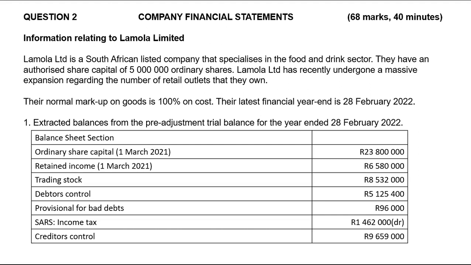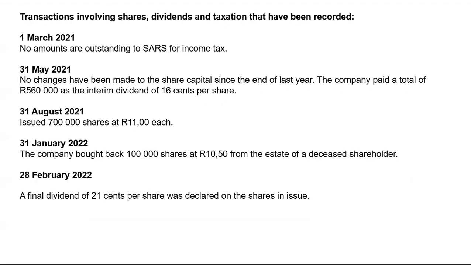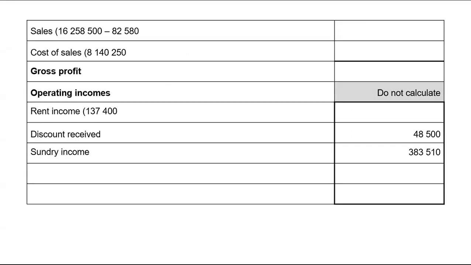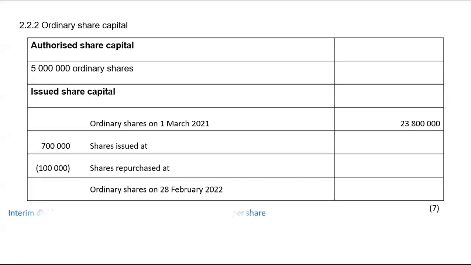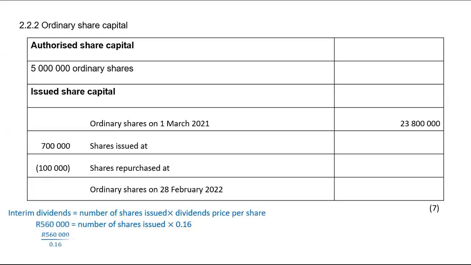In the previous video, we basically introduced this. We did all adjustments relating to profits, tax, as well as dividends. All that information allowed us to prepare our ordinary share capital note, where we had to calculate the number of shares that were issued during the year using the interim dividends that were given to us.